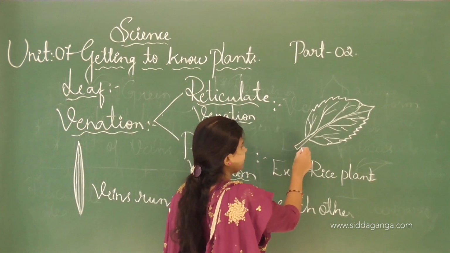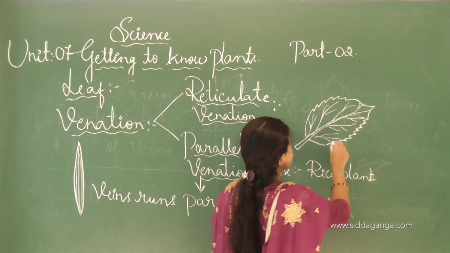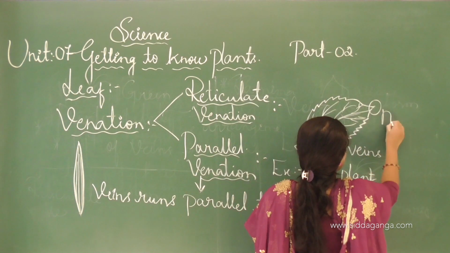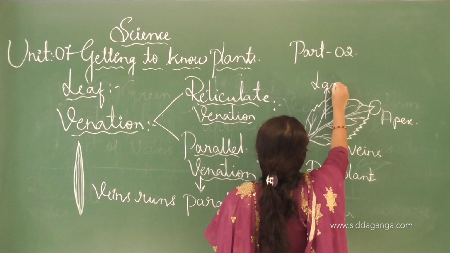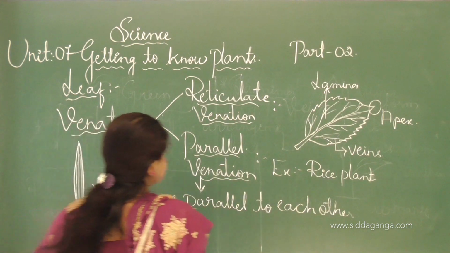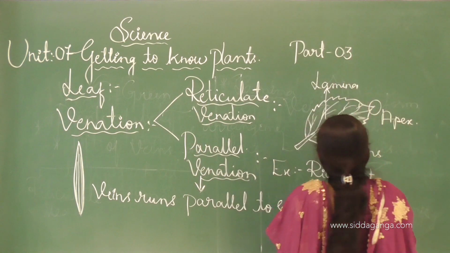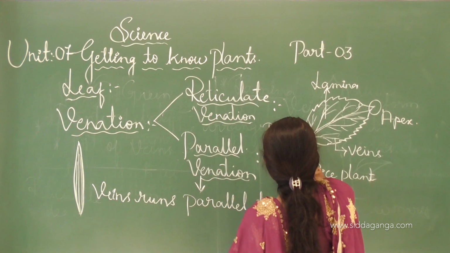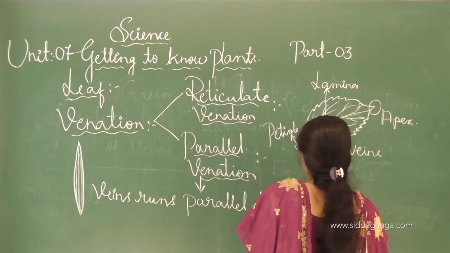See, this is how the parts of a leaf will be divided. Here, this is the petiole, and here the lamina portion will be there. This one is the veins, and here is the apex region. This is the lamina, this one is the petiole, and this is how the parts of a leaf will be divided. Once again I will tell you.